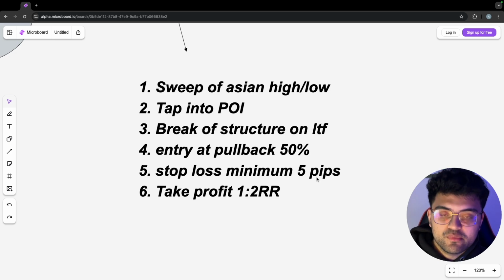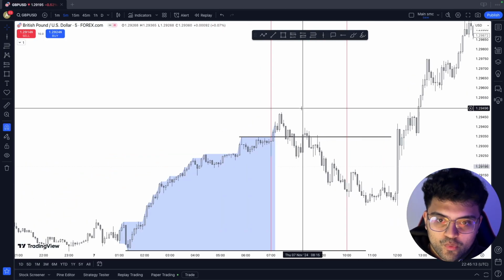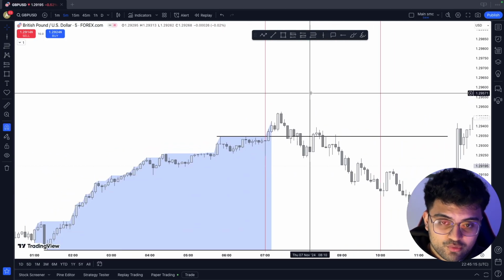Stop loss has to be a minimum of 5 pips, nothing less than that. Usually it's around, I'll say, 7 to 10 pips. And then our take profit is going to be at a 1 to 2 risk to reward ratio. If we just go over that again, we're going to be looking for a liquidity sweep at 7 a.m.